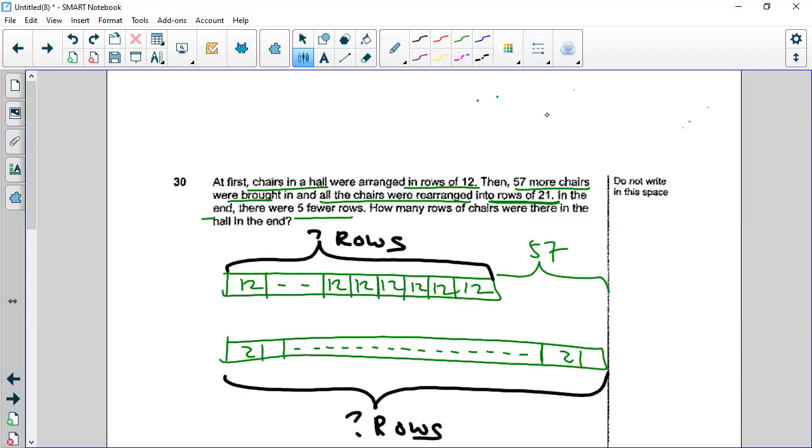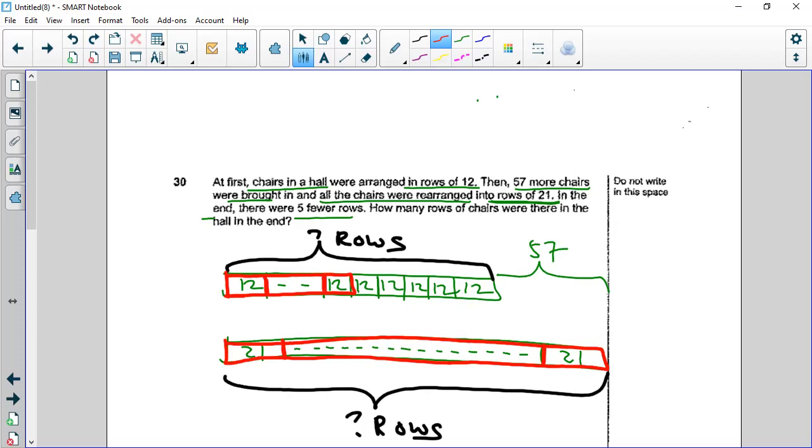Because after you add some more chairs, there were 5 fewer rows. So where are the equal number of rows at first and in the end? Can you see these are the equal number of rows? Every row has a different number of chairs, right? But they are an equal number of rows. Can you see that? This is your equal number of rows at first and after.